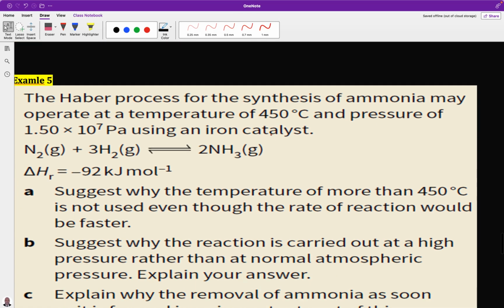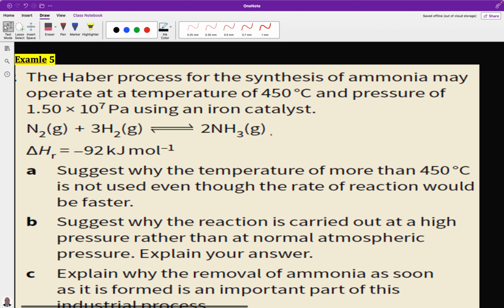Another example is the Haber process, example number 5. The Haber process for the synthesis of ammonia may operate at a temperature of 450 degrees Celsius and a pressure of 1.50 times 10 to the 7 Pascal using an iron catalyst. That is nitrogen gas plus 3 moles of hydrogen to give 2 moles of ammonia.